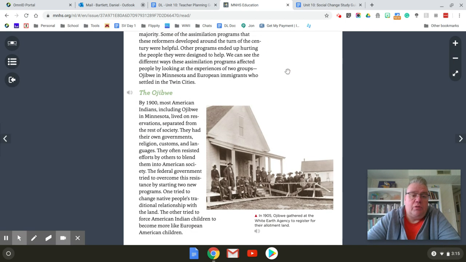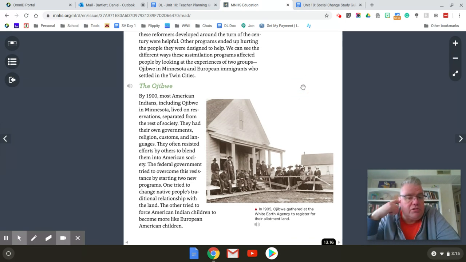All right, the Ojibwe. By the 1900s, most American Indians, including Ojibwe in Minnesota, lived on reservations, separate from the rest of society. They had their own governments, religion, customs, and languages. They often resisted efforts by others to blend them into American society. The federal government tried to overcome this resistance by starting 2 new programs. One tried to change Native peoples' traditional relationships with the land. The other tried to force American Indian children to become more like European American children.